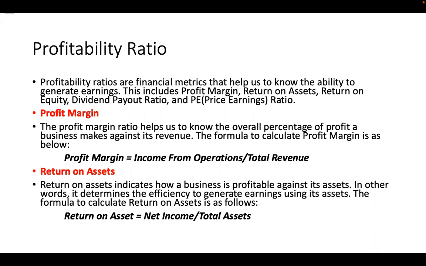In simpler words, it determines the efficiency of generating earnings using its assets. So the formula to calculate it shows how much revenue we can generate from our assets. Okay, so the formula is simple. Return on assets is equal to net income divided by total assets. Net income we are getting, and we have to divide by the total assets purchased by a company.